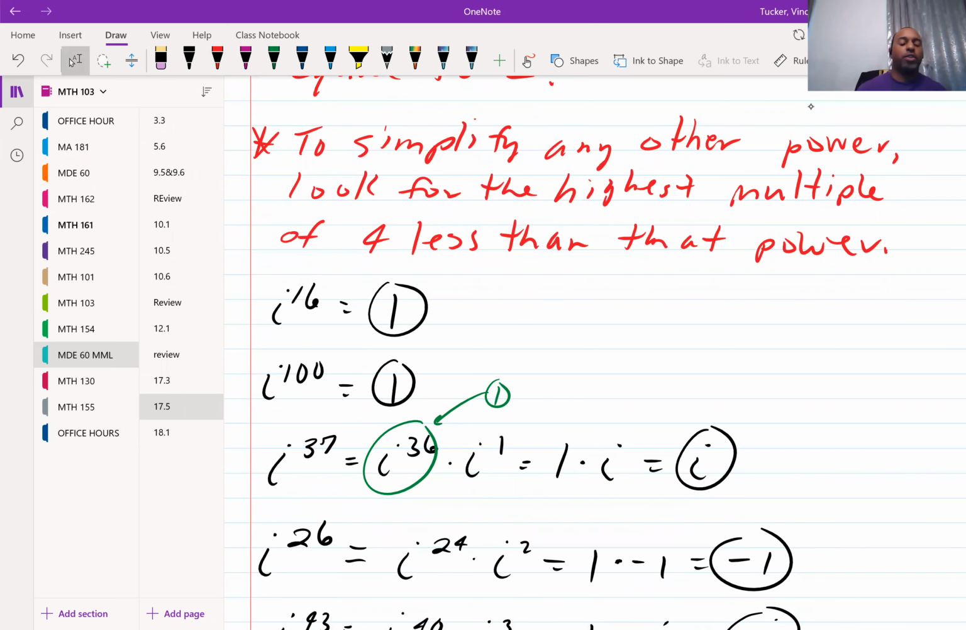If I have I to the 26th power, the largest number divisible by 4 that's under 26 is 24. So you break it up into 24 plus 2, which is still 26. And then I to the 24th gives you 1, and we already know I squared gives you -1. So 1 times -1 is -1.